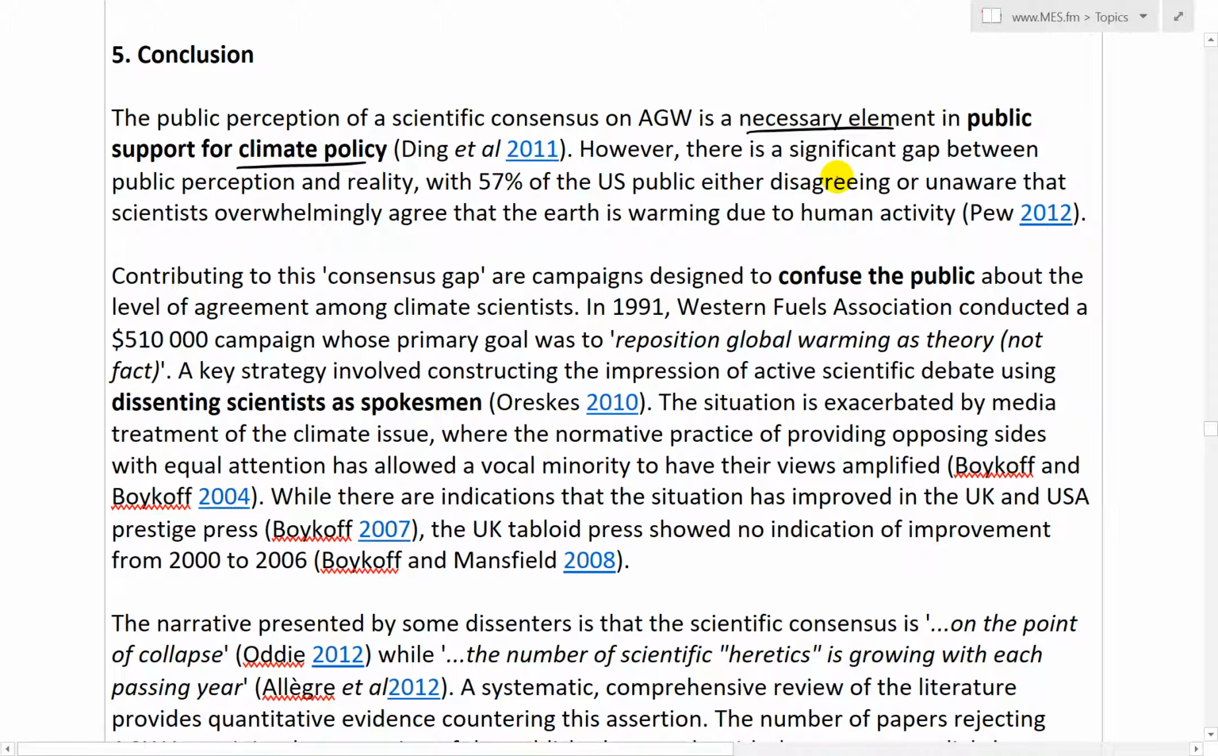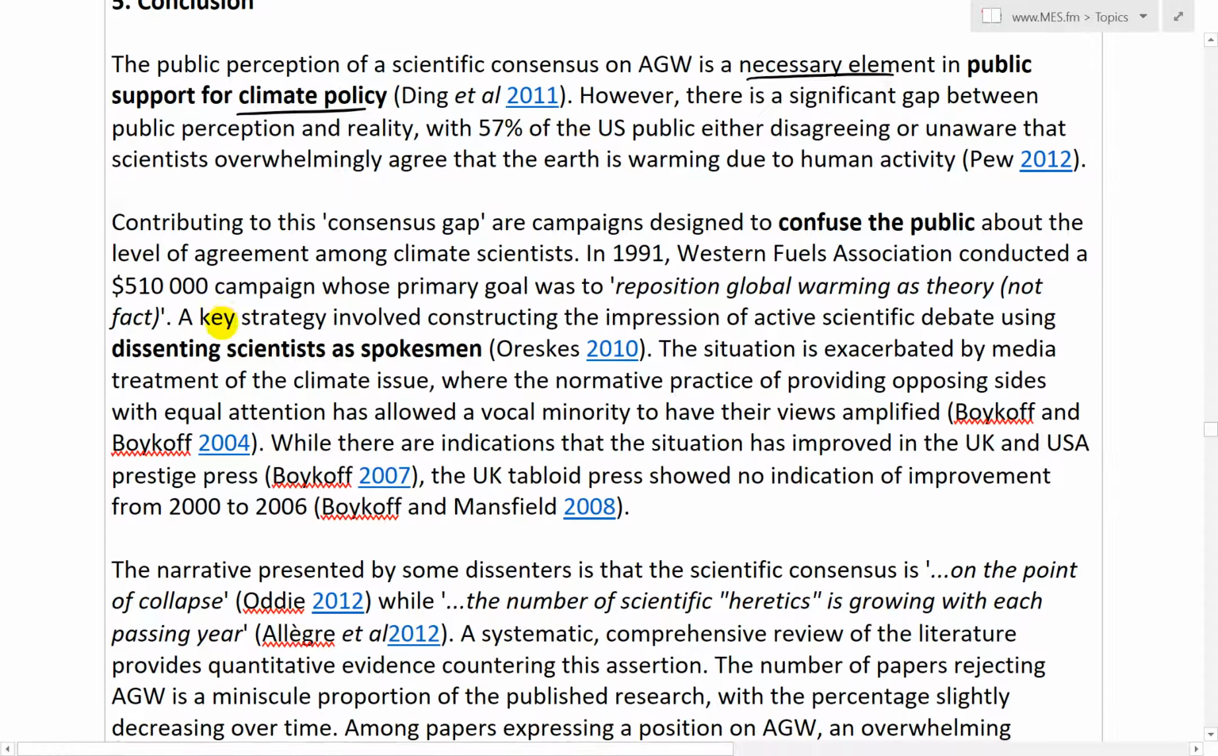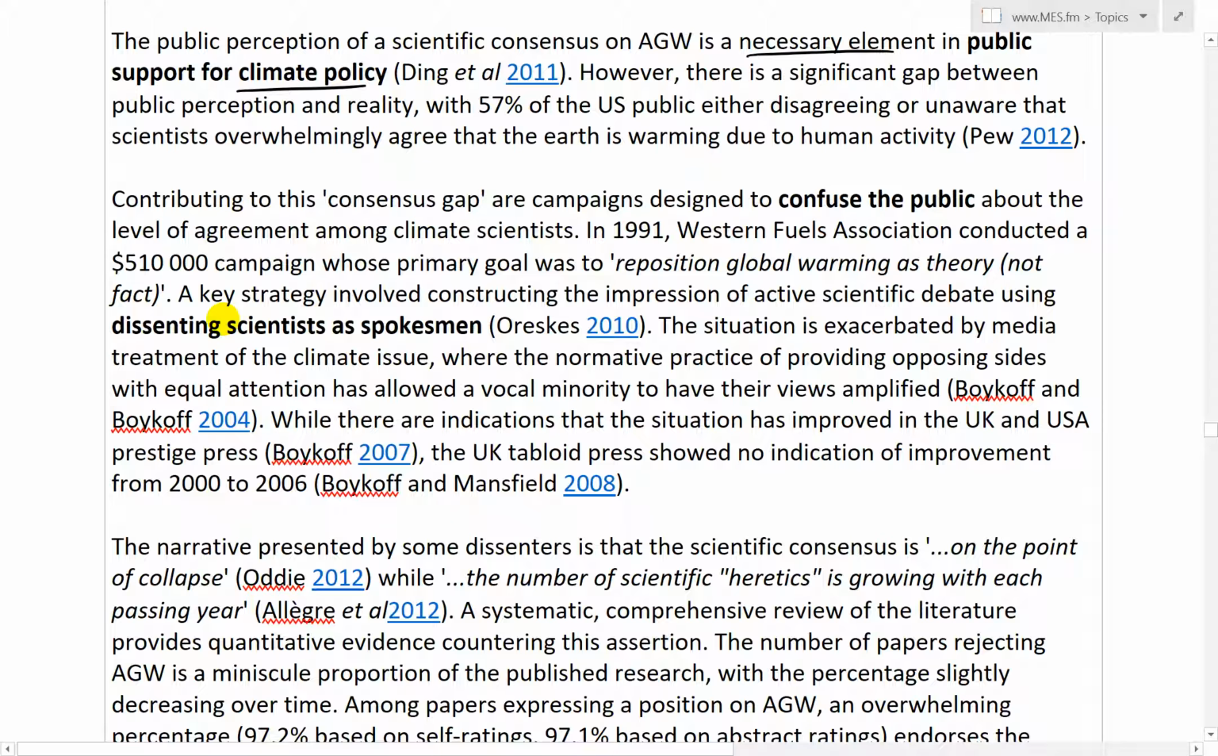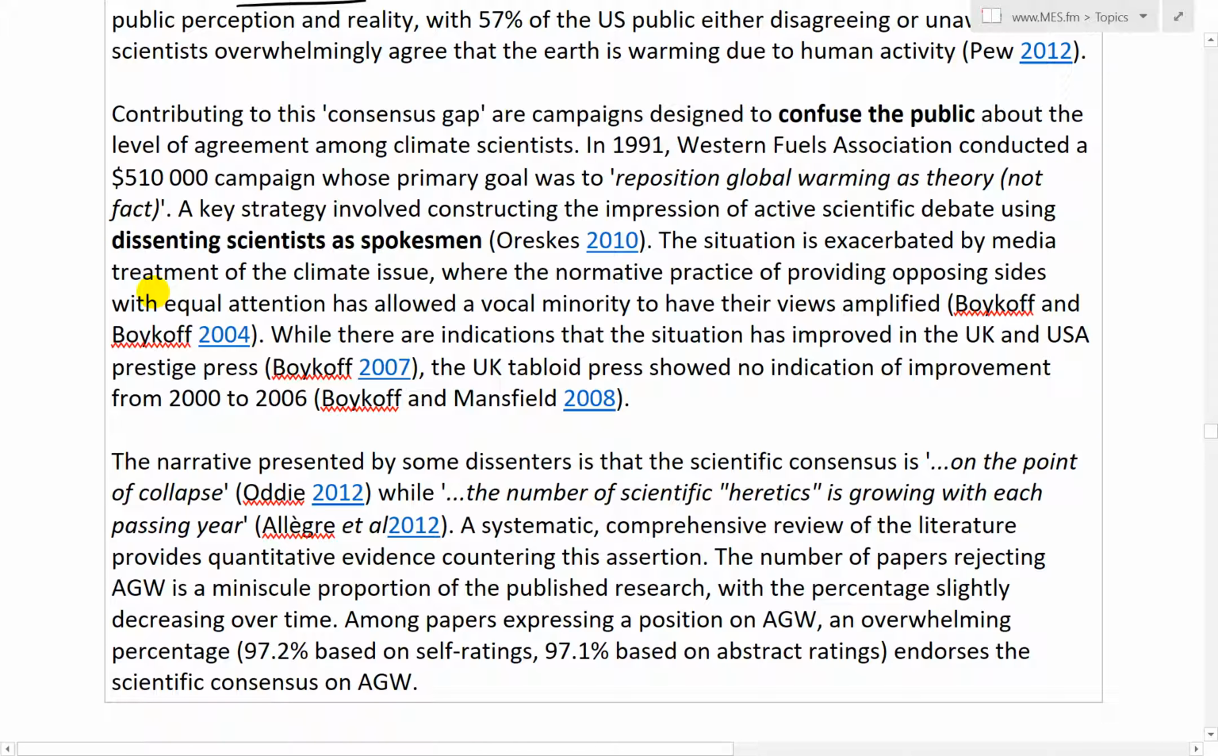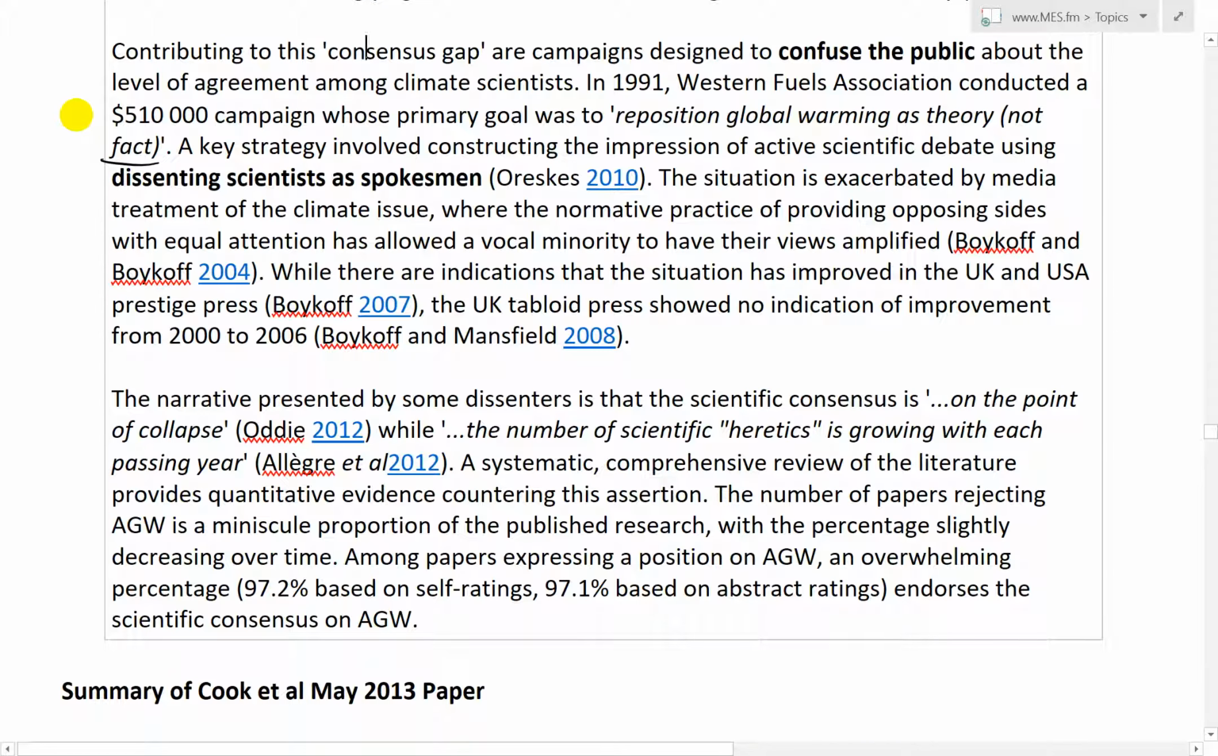However, there is a significant gap between public perception and reality, with 57% of the U.S. public either disagreeing or unaware that scientists overwhelmingly agree that the Earth is warming due to human activity. Contributing to this, quote, consensus gap, are campaigns designed to confuse the public about the level of agreement among climate scientists. In 1991, Western Fuels Association conducted a $510,000 campaign whose primary goal was to reposition global warming as a theory, not fact. And then whoever's funding this paper, in my view, is also doing a psychological operation to just get people to accept climate policy change and otherwise. A key strategy involved constructing the impression of active scientific debate, using dissenting scientists as spokesmen.